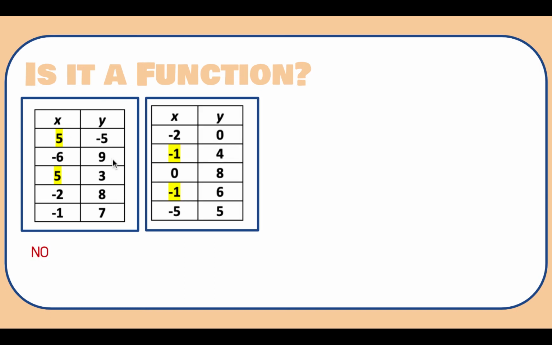What about this? The only x value that shows up twice is -1, so we need to check and see if -1 is assigned to more than one y value, and it is. -1 is assigned to 4 and to 6, so it's not a function.